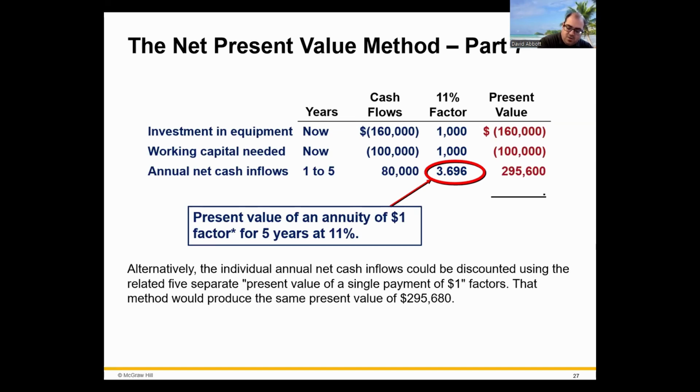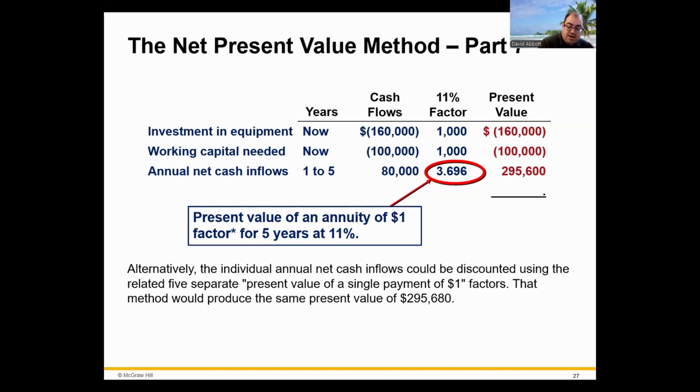Now, the present value factor for an annuity of $1 for 5 years at 11% is 3.696. You'd have to look at a present value table to do that, or utilize Excel to get that. Therefore, the net present value of the annual net cash inflows is 295,680. The present value factors in Appendix 3B are rounded to 3 decimal points. Another approach would be to use Microsoft Excel's NPV function to perform these calculations using unrounded discount factors.